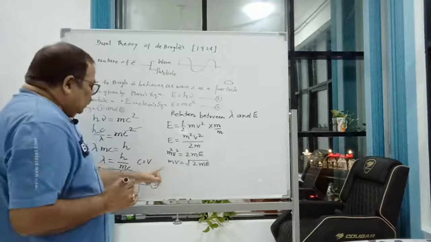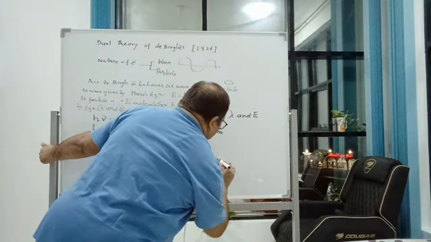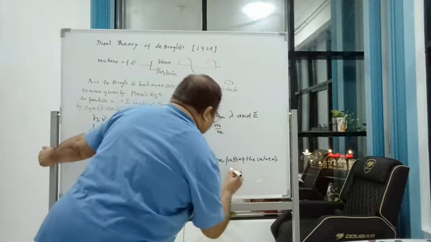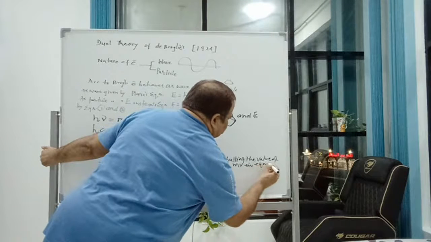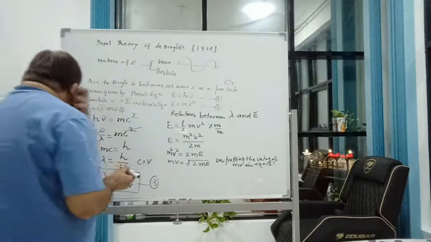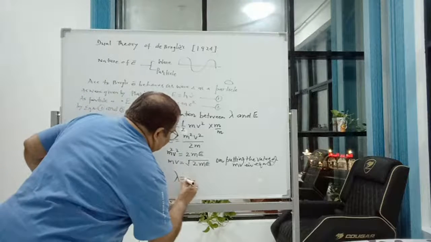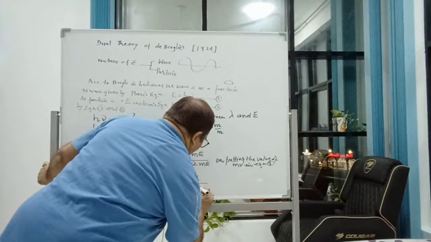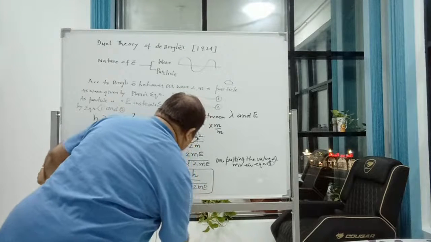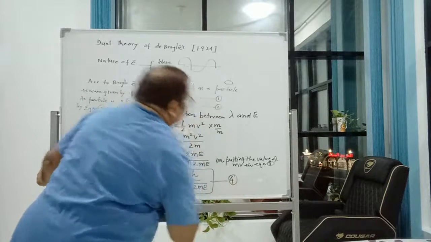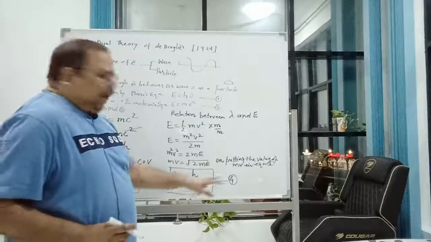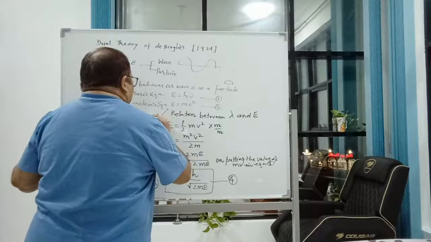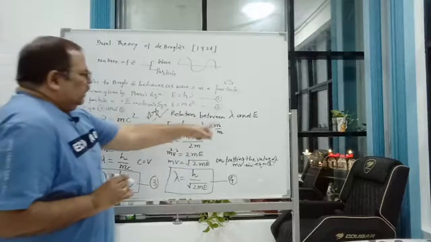The value of mv can be put in equation 3. On putting the value of mv in equation 3, we get what? Lambda equal to h upon root 2mE. So number 4. Now you see, equation number 3 and equation number 4 both are the mathematical form of de Broglie equation, but here this is very important: the relation between lambda and energy.